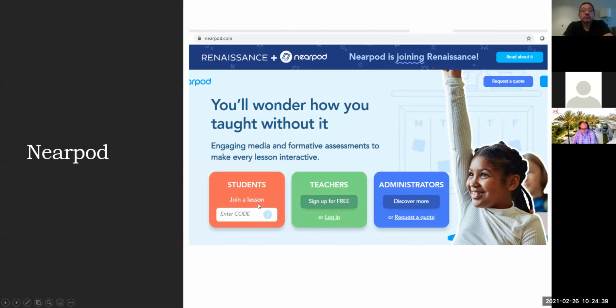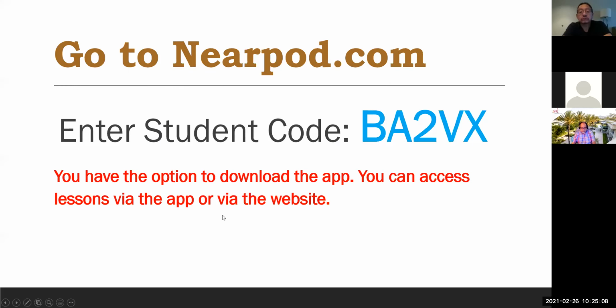So this is actually really cool. I'm super excited that we have Nearpod for our class. So Nearpod is super easy to use. You can use it in two different ways. You will go to nearpod.com and you can easily pop in a student code. I'm pointing at it like you can see what I'm pointing at, but there is a little orange box that says students join a lesson, and you can enter a code right there. You also have the option to download an app.